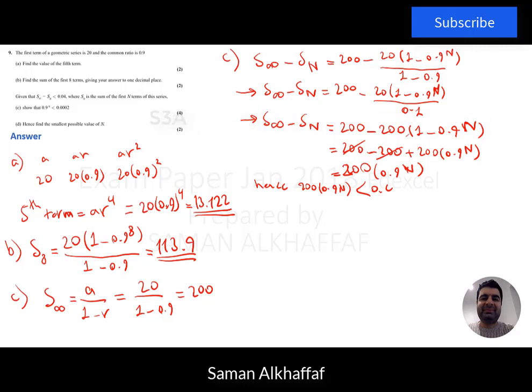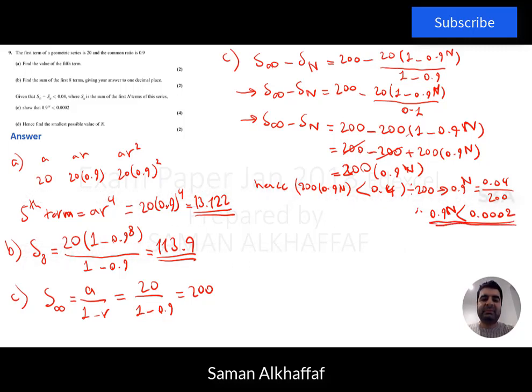Then we divide everything by 200. That will give us 0.9 to the n being equivalent to 0.04 over 200, and in this scenario we would have 0.9 to the n being smaller than 0.0002, and this is what we needed to prove as part of part C.